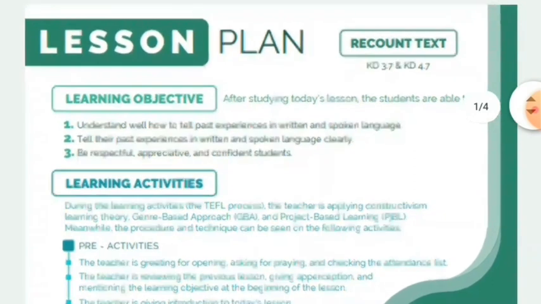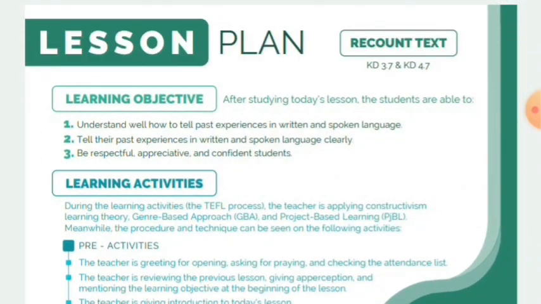Okay, for the contents, we first got the learning objectives. I will have only 3 learning objectives for this lesson plan. The first deals with the cognitive aspect, the second with the skills or psychomotor aspect, and the third with the affective aspect. After studying today's lesson, the students will be able to, first, understand well; second, tell their past experience, which deals with the practice activity; and last, be respectful to others, appreciative to others, and also be confident students.